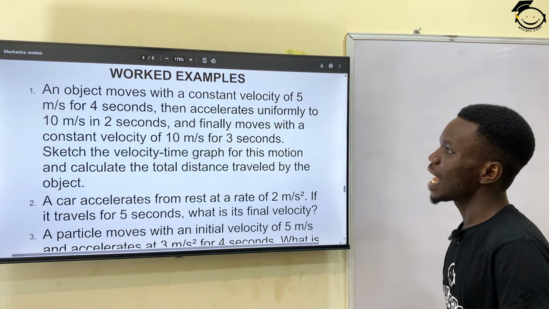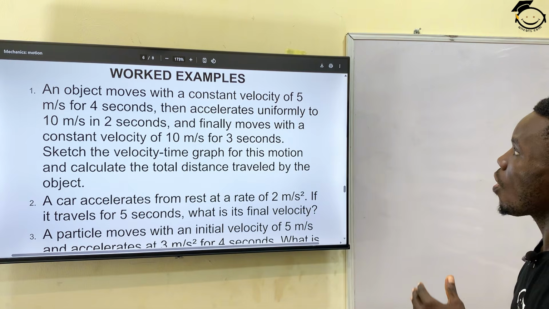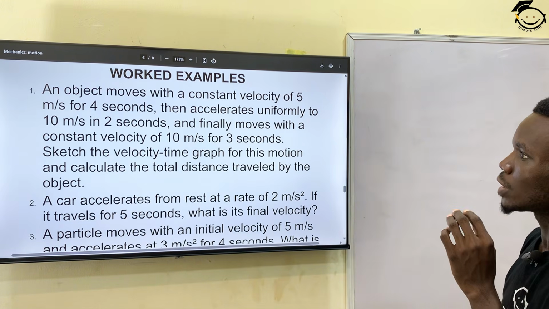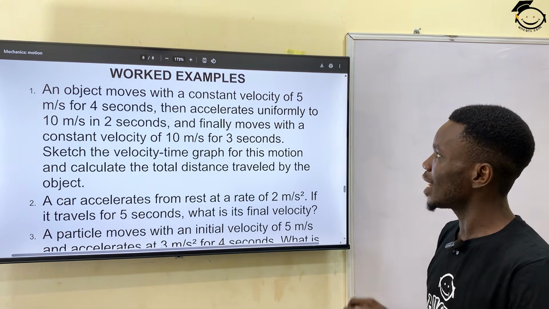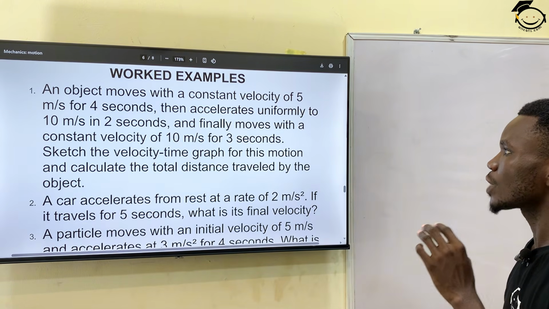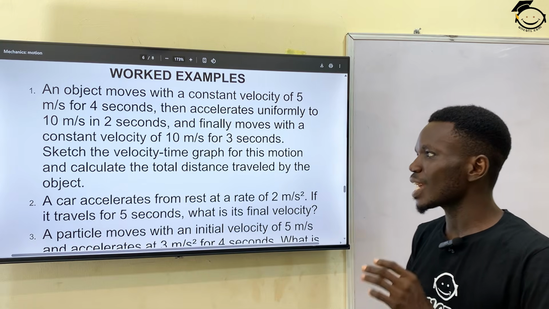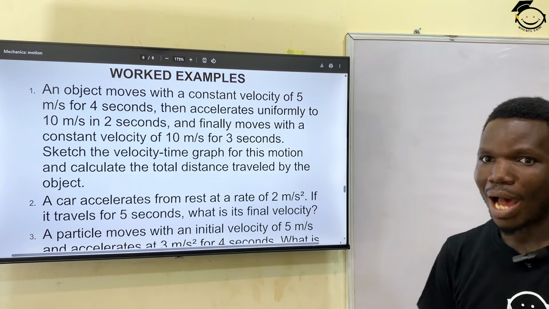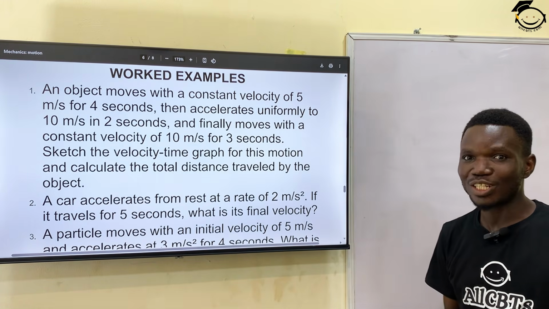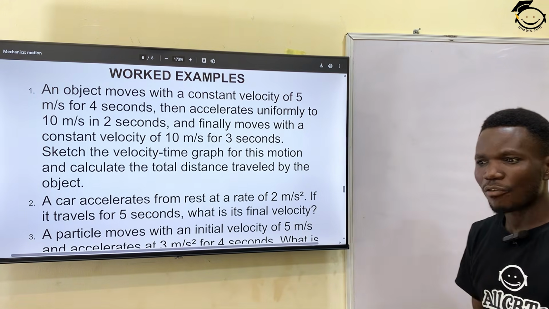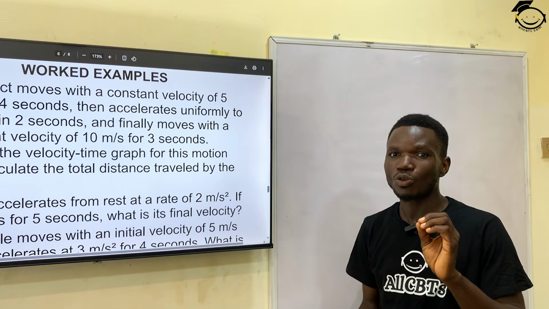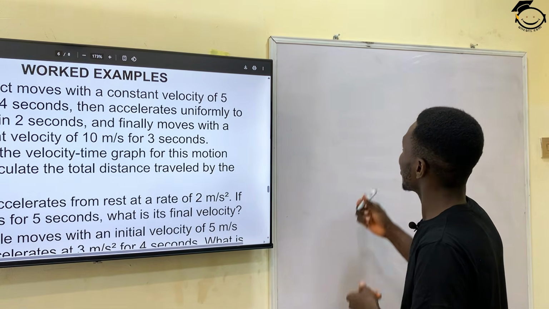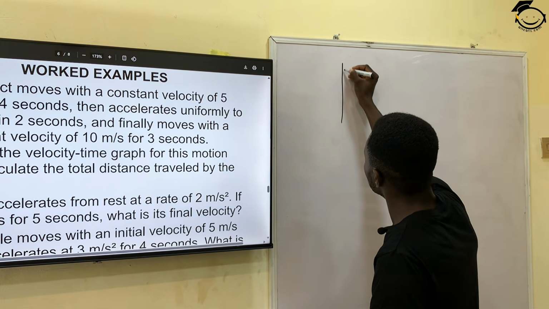The first question says an object moves with a constant velocity of 5 meters per second for 4 seconds, then accelerates uniformly to 10 meters per second in 2 seconds, and finally moves with a constant velocity of 10 meters per second for 3 seconds. Sketch the velocity-time graph for this motion and calculate the total distance traveled by the object. This question is based on the velocity-time graph, and for you to solve it, the first thing you must know is how to sketch a graph of the motion.